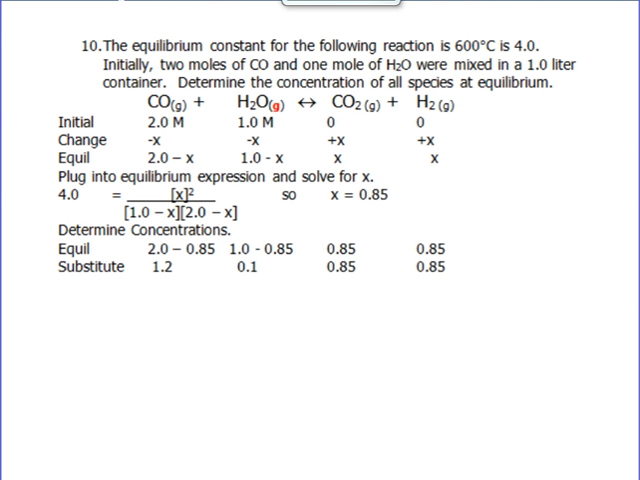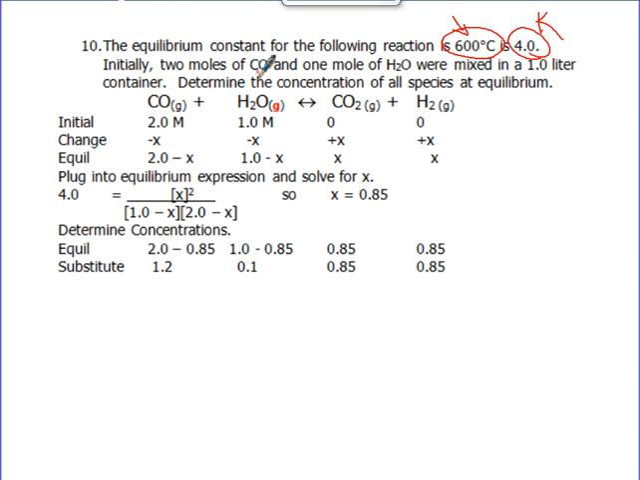Number 10, same idea. The equilibrium constant for the following reaction at 600 degrees. What is this? We don't really need this. The 600 degrees Celsius is just an acknowledgement that at this temperature, here's K, because this is K, the equilibrium constant, and here's a useless clause, is 4. If you change that temperature, which we're not going to do, then the K would be different.